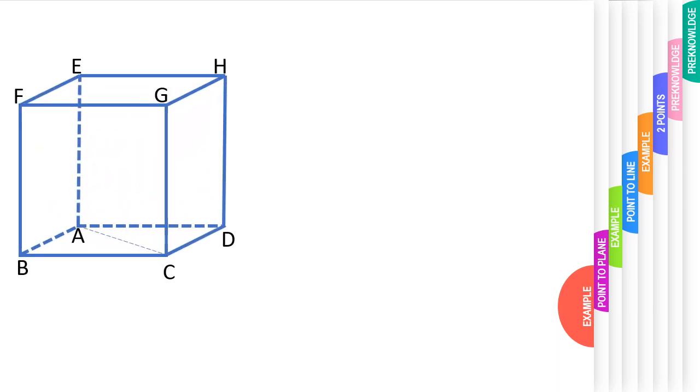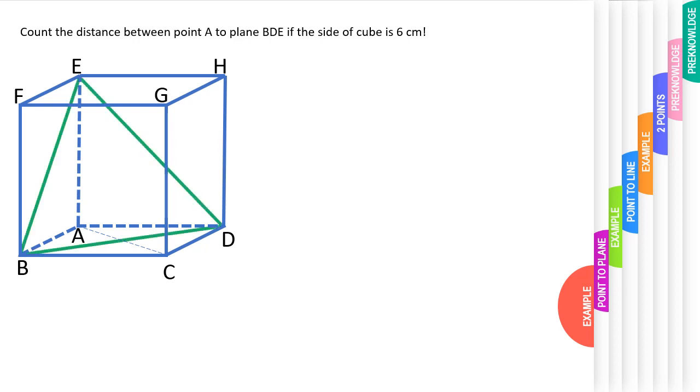Let's learn about an example of determining the distance between a point and a plane of a cube. We have a cube there. The question is, calculate the distance between point A and plane BDE if the side of the cube is 6 cm. It is plane BDE. Point E is the center of AC.